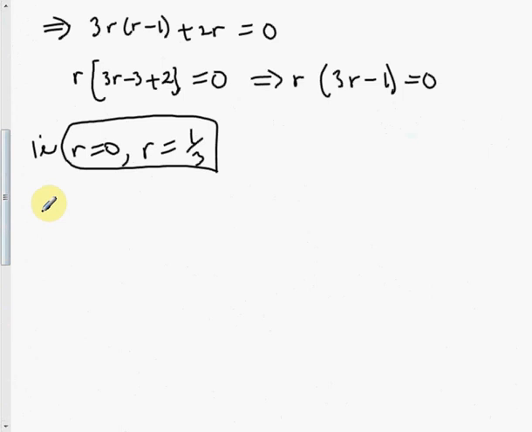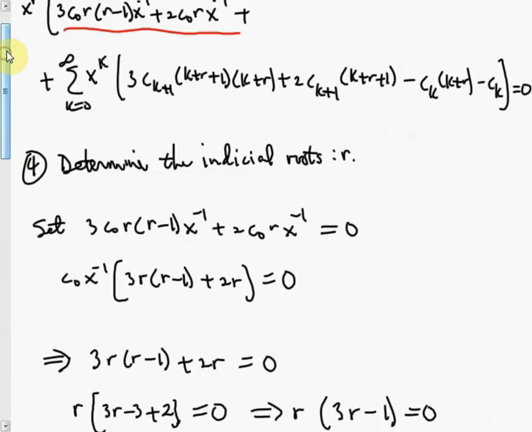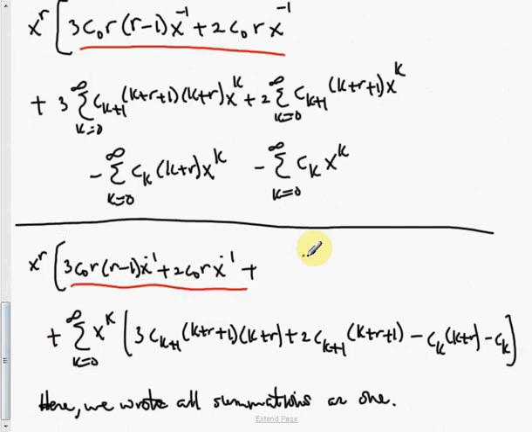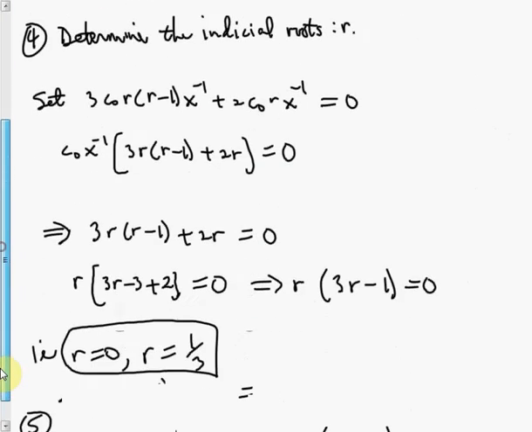So now step number 5, we've determined those roots. Well, I already did step 5. We factored out x to the k and wrote the summation as one summation, and I did that up here. Here we write all the summations as one, and I was able to do that because all the summations were starting at k equal to 0, so that was fine. So we did that step.